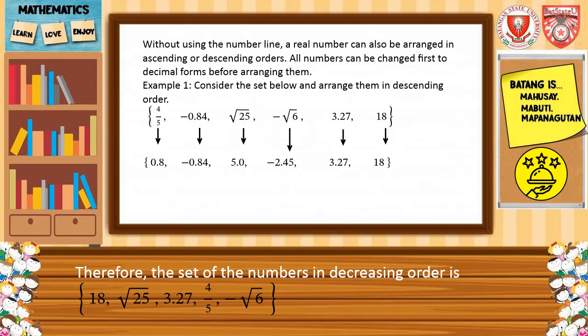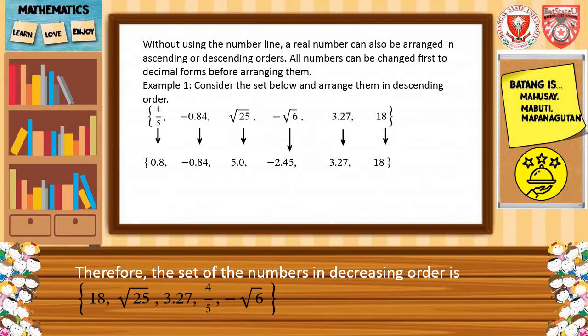Without using the number line, real numbers can also be arranged in ascending or descending order. All numbers can be changed first to decimal form before arranging them. Consider the set below and arrange them in descending order. We have here 4/5, -0.84, the square root of 25, negative the square root of 6, 3.27, and 18.